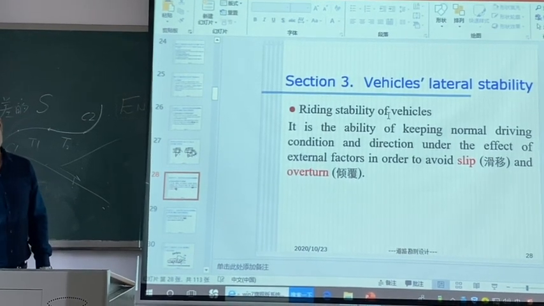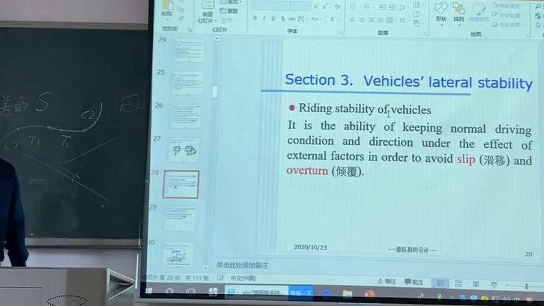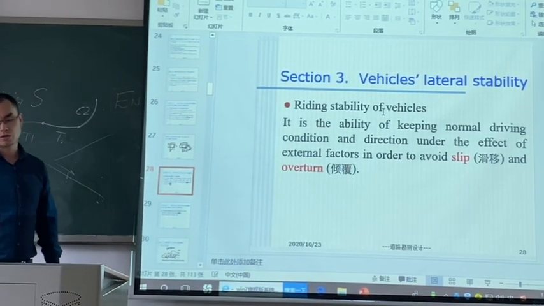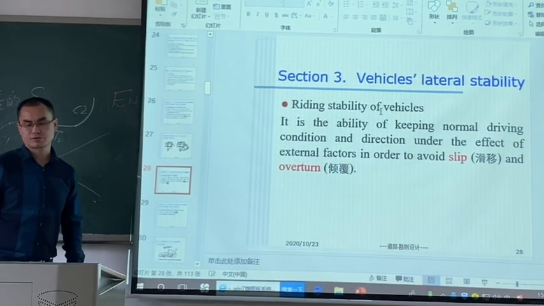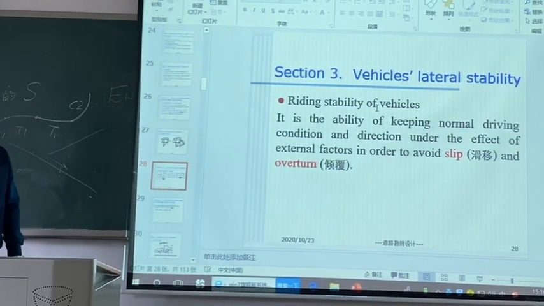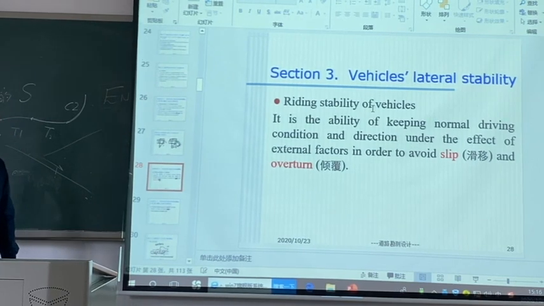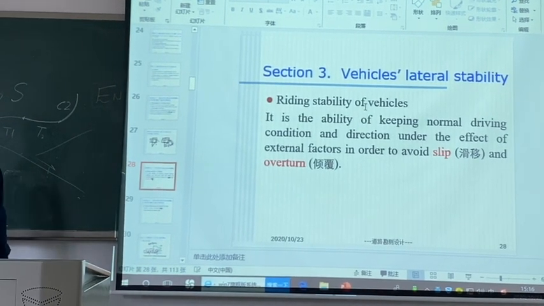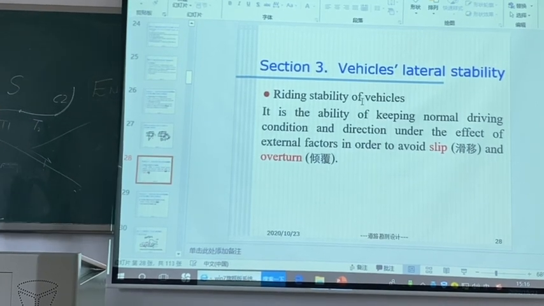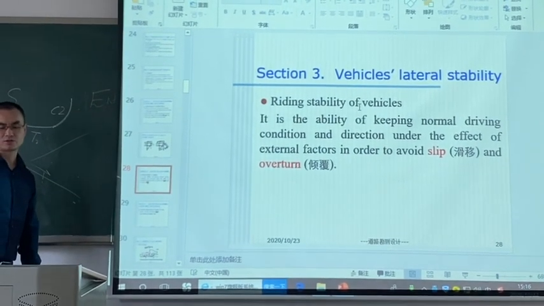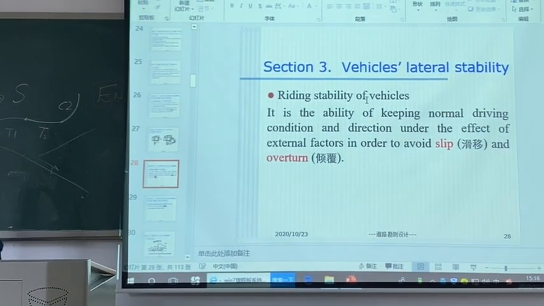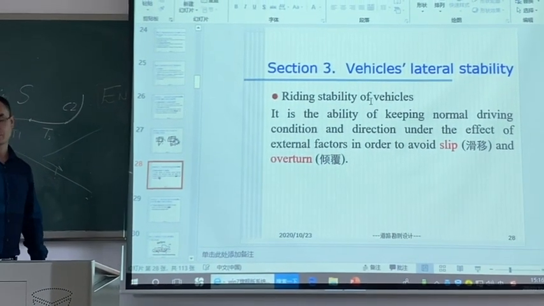Section 3, vehicle's riding stability. Riding stability of vehicles is the ability of keeping normal driving condition and direction under the effect of external factors in order to avoid slip and overturn.